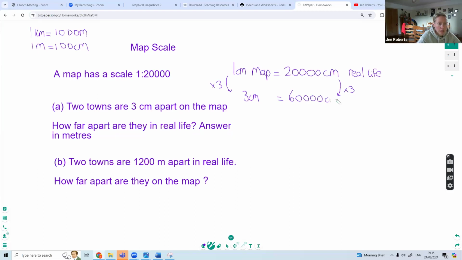60,000 centimetres. So 3 centimetres on the map is 60,000 centimetres in real life, but they want their answer in metres. How do we convert centimetres to metres? We divide it by 100. So it's 600 metres.